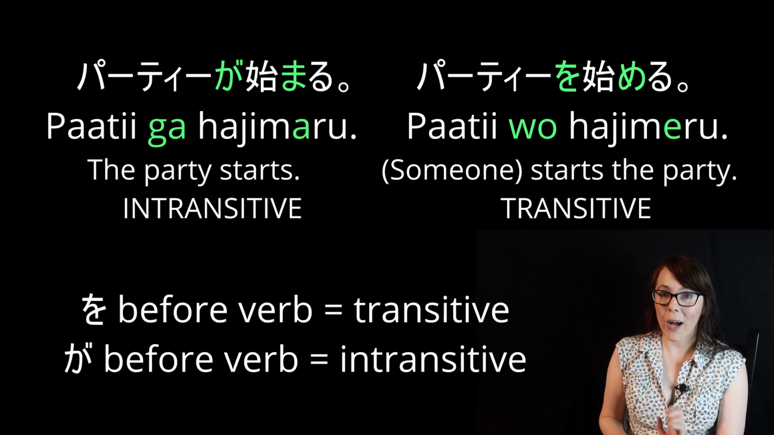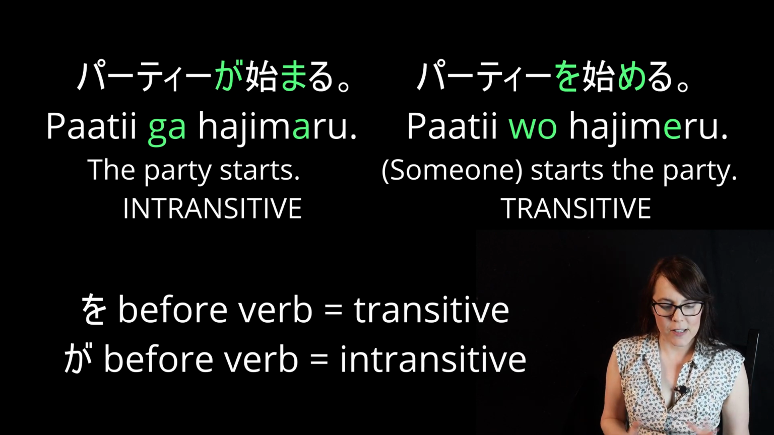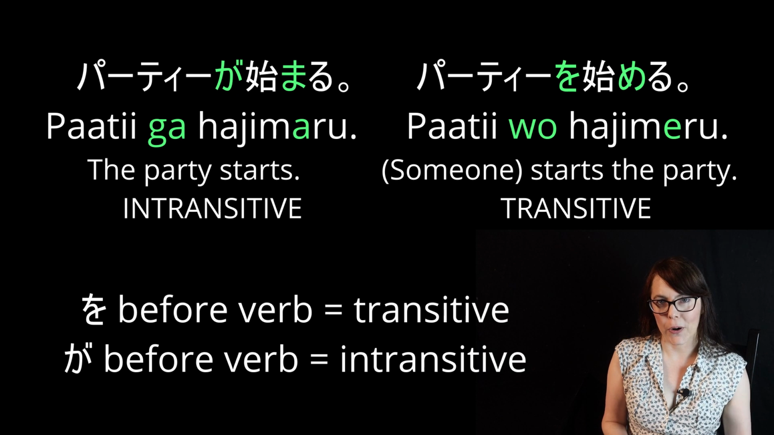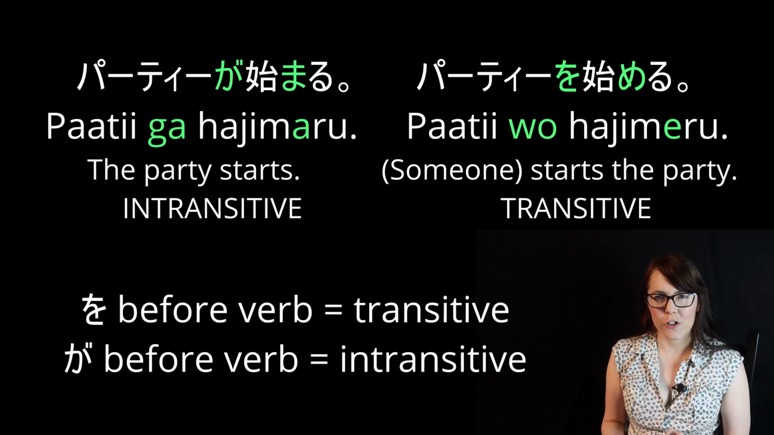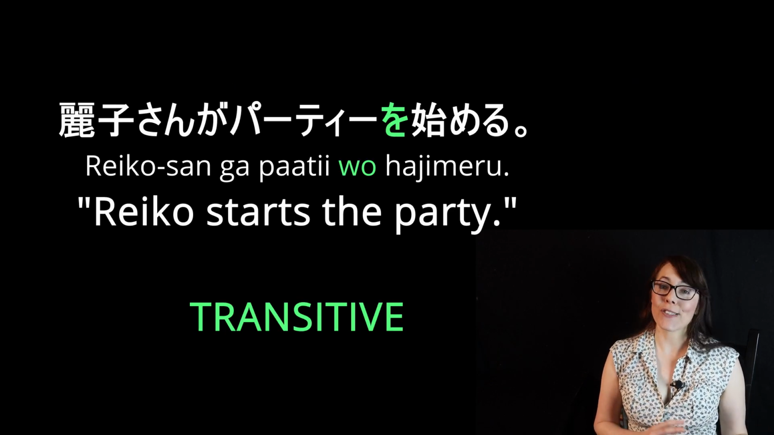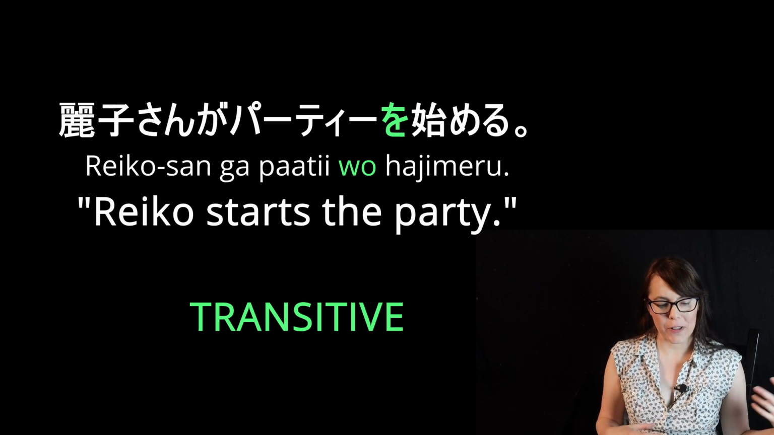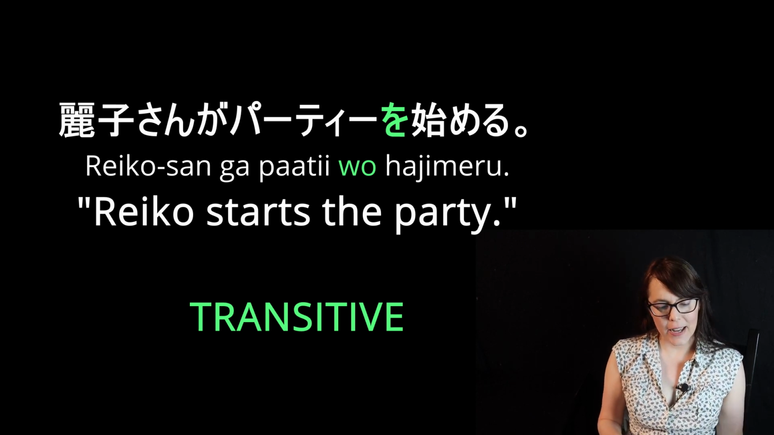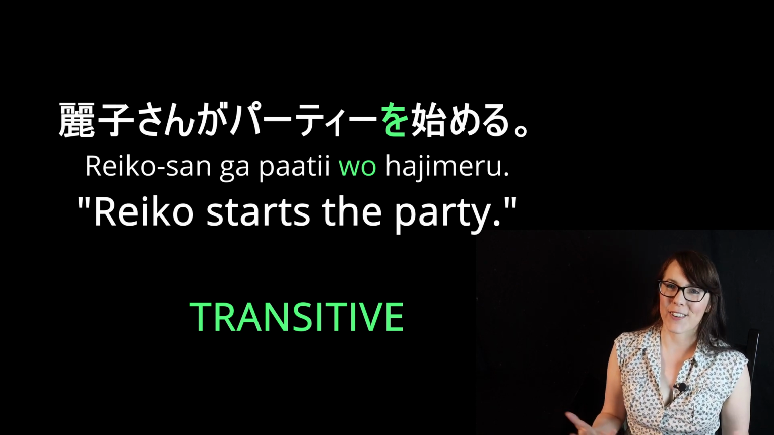Versus paartii wo hajimeru, that means that somebody, we're not naming this somebody in the sentence, but somebody is starting the party. If we wanted to expand the transitive sentence with hajimeru just to get a better idea of who is starting the party, you could say Reiko-san ga paartii wo hajimeru. So that means Reiko is starting the party, or Reiko starts the party, or Reiko's going to start the party because Japanese doesn't have future tense.